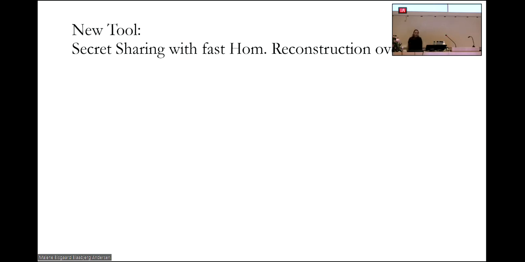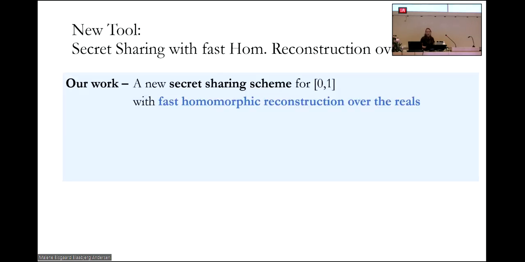Okay, good. So to do that, we develop a new tool that is a secret sharing scheme with homomorphic reconstruction over the reals. And it has fast homomorphic reconstruction. And I'll tell you why I'm interested in talking about reals. One thing is that we want to use CKKS. And CKKS uses plaintext arithmetic over the reals. CKKS is fast and we want to use it.